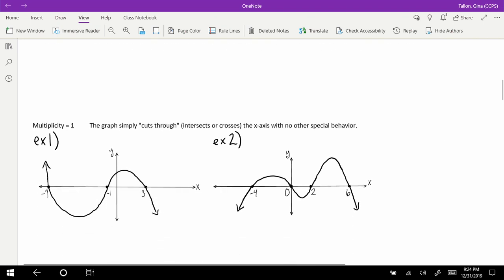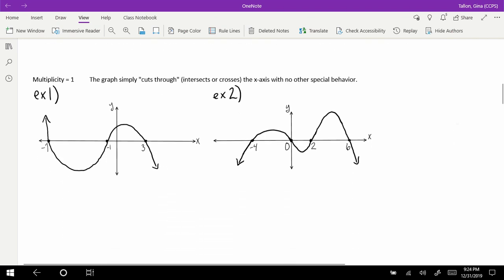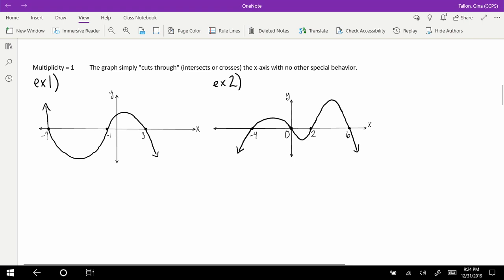Multiplicity equals 1. The graph simply cuts through, intersects, or crosses the x-axis with no other special behavior. And this is what you're used to seeing when you have an x-intercept. You're used to seeing the graph cut right through the x-axis. So this should not be new to anybody out there.